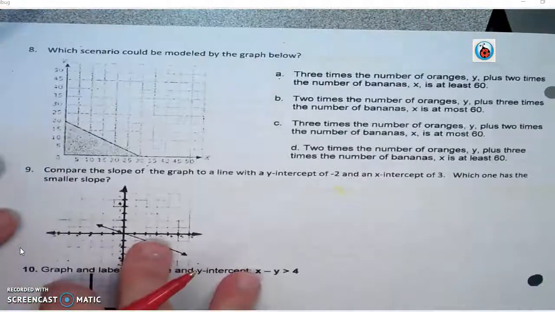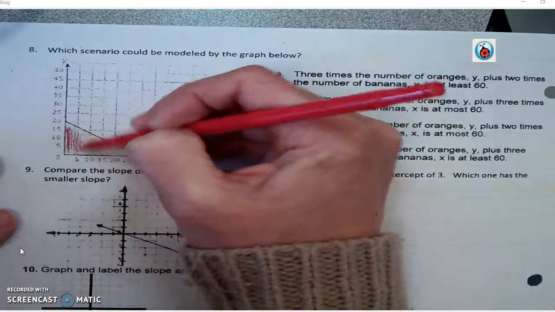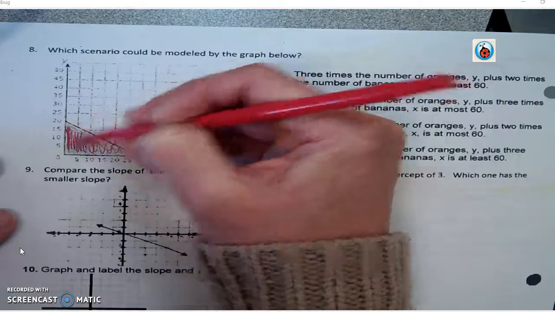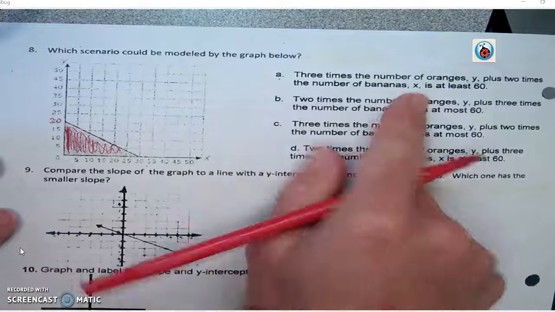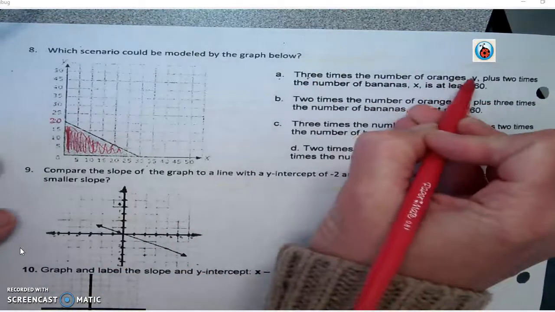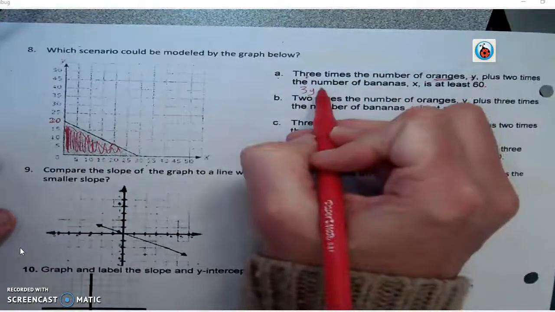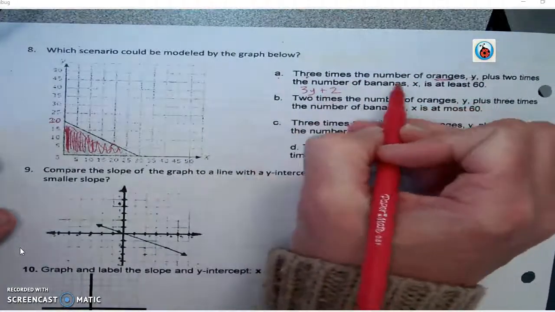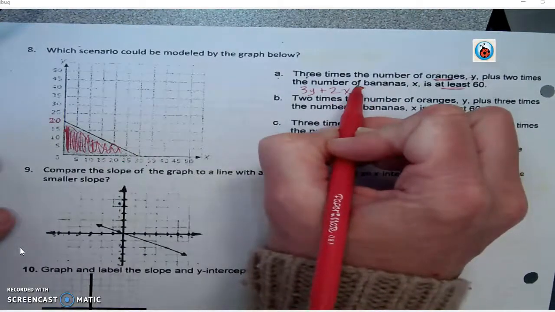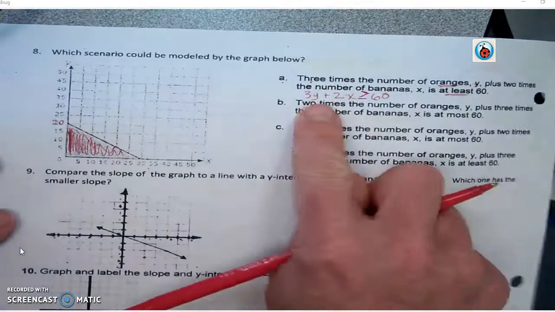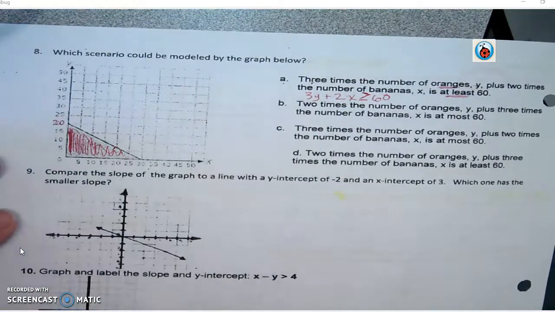Number 8, which scenario can be modeled by the graph below? Notice that we have an inequality. It's been shaded. It starts at 20. So let's work out the first answer choice. 3 times the number of oranges, y. So they're letting y represent oranges. So that would be 3y plus 2 times the number of bananas, x is bananas, is greater than or equal to 60. Remember, you have to solve that. You have to put it in slope-intercept form to see if it matches the graph.